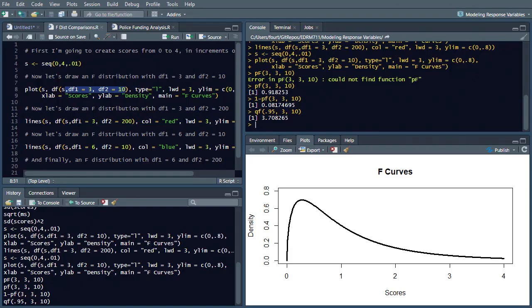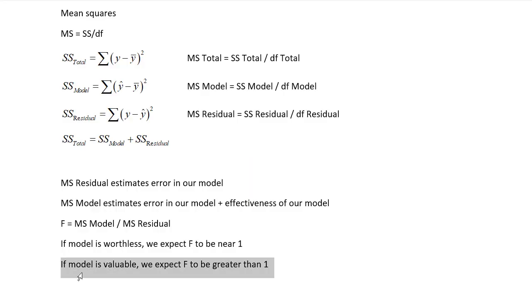So I was looking back here, I think, at this F curve and saying, look, it's possible to get values way out here near 4 or even beyond when the model's worthless. But what we do in hypothesis testing is set that possibility so low that if we do get out there, we're going to take the other alternative, which is the model is valuable. And so if the model's valuable, we expect the F to be greater than 1. And in fact, if you look at this ratio, the more valuable the model is, the higher our mean square model, the smaller our residual, the bigger F becomes.